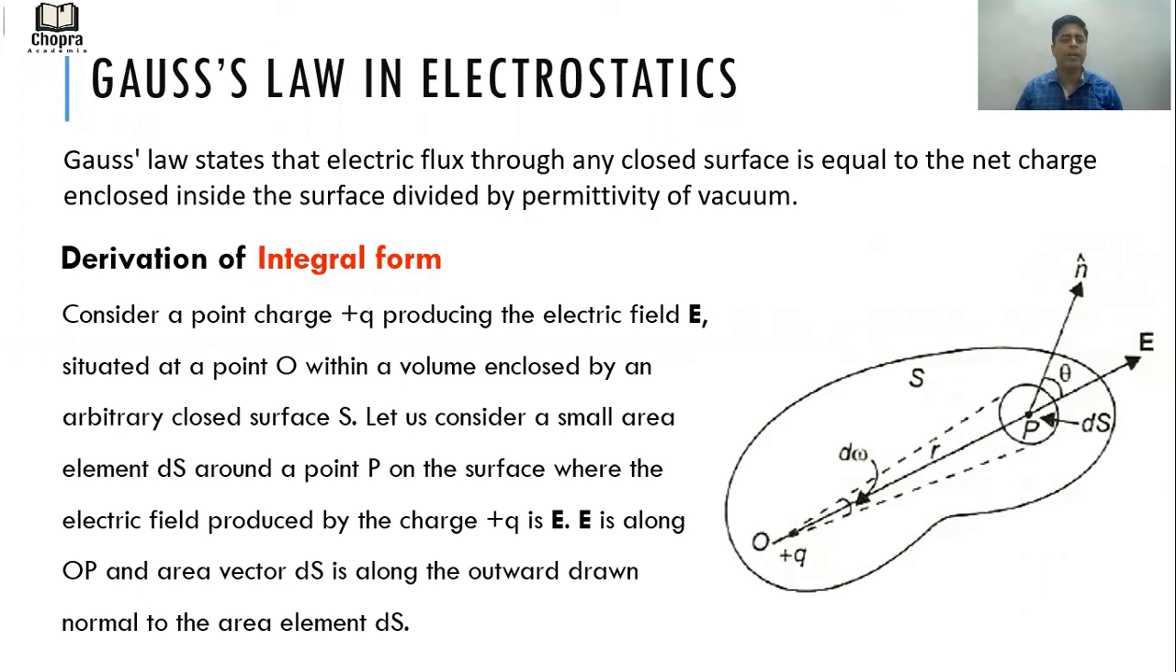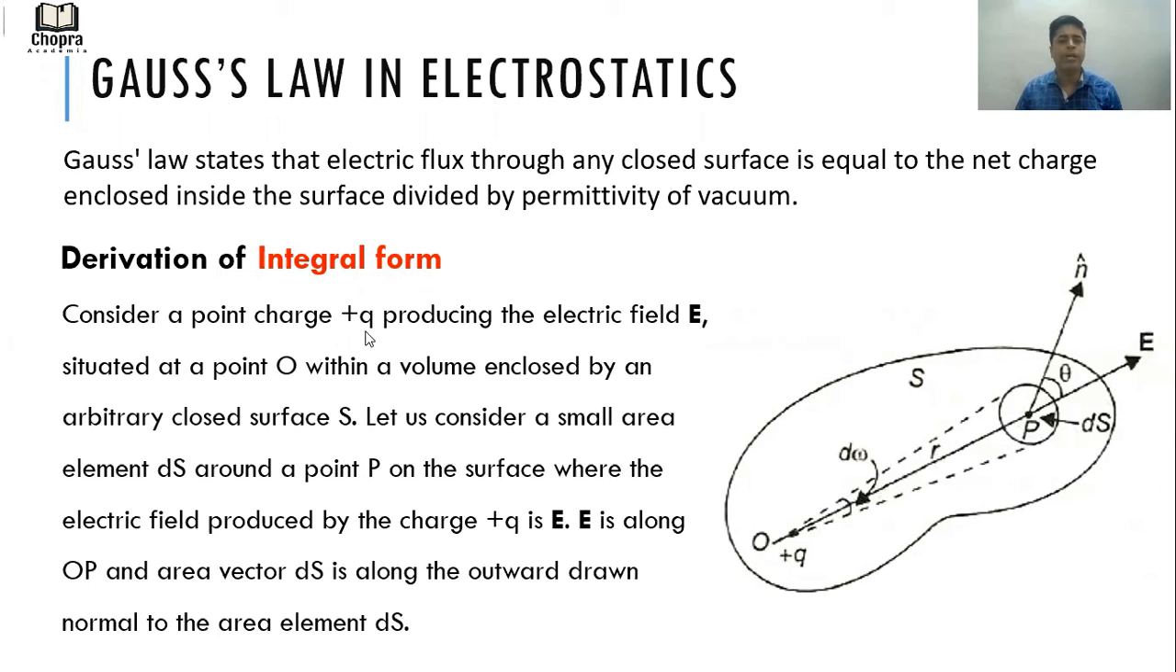Gauss law states that electric flux through any closed surface is equal to the net charge enclosed inside the surface divided by the permittivity of vacuum. Now this is the integral form. You people are already aware of this derivation, but we'll just go ahead with this again. So this is the surface. This is the surface element ds, and you see here n cap is this vector and the electric field is in this direction. d omega is the solid angle.